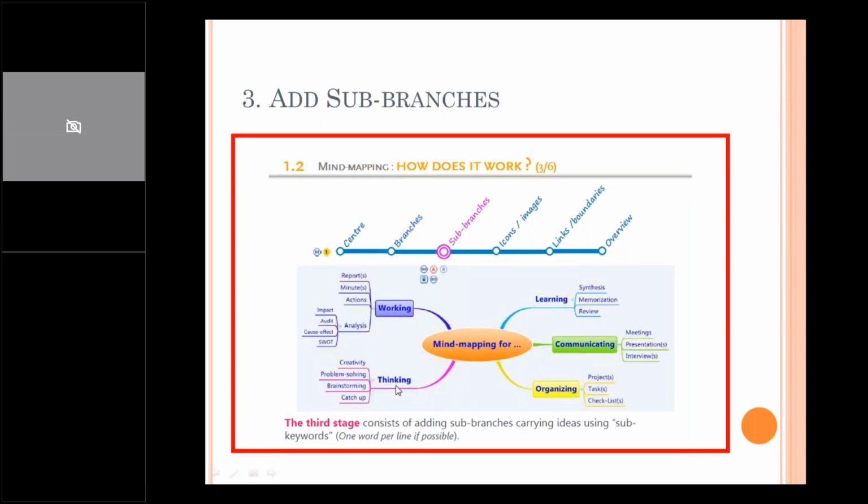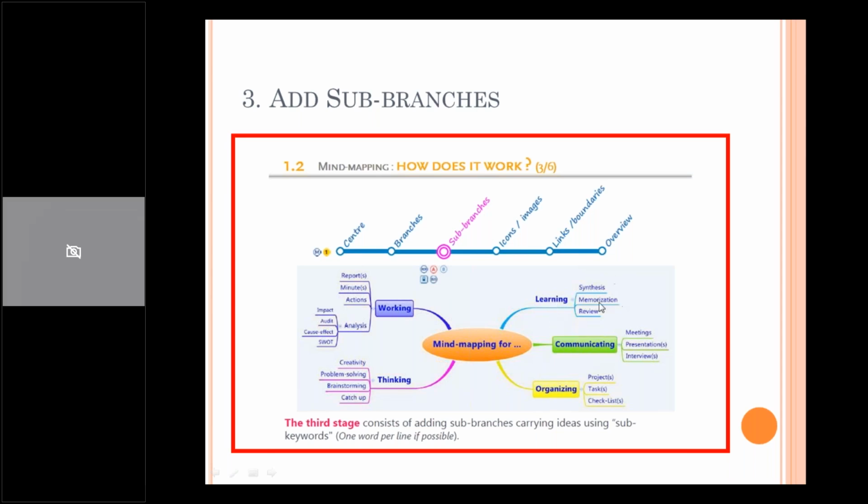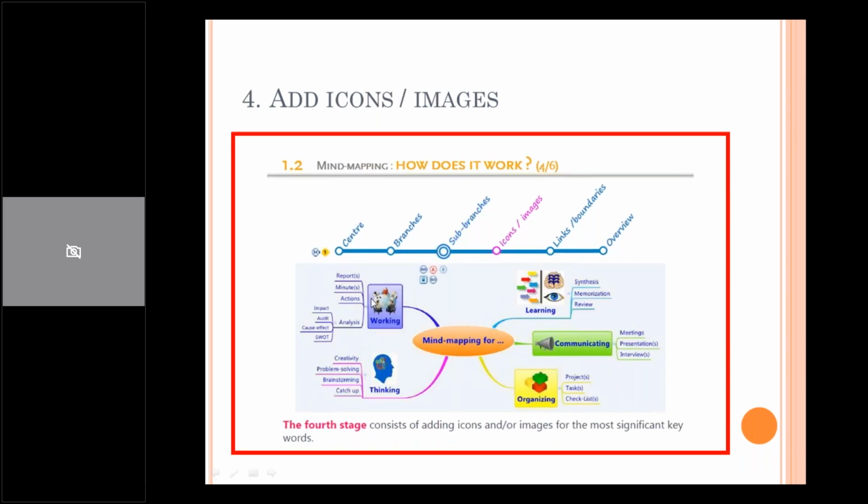Once branches are ready, I've got 5 branches here. You can go for sub branches. So every branch can be subdivided into 2 or 3 or 4 or 5 sub branches. Once central topic is ready, branches are okay and sub branches are okay, then you talk about images or icons. For every branch, whenever there is a possibility, you will try to find an appropriate image or an icon. You have to add it, either prefixing or suffixing or placing it over or under that particular keyword.